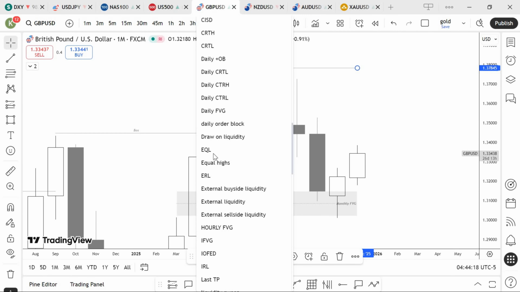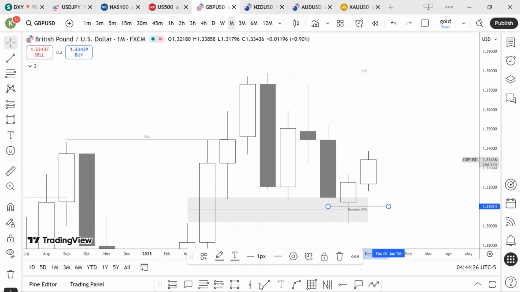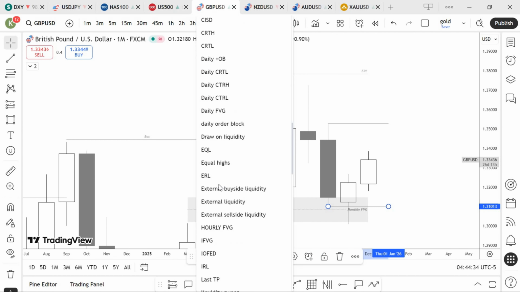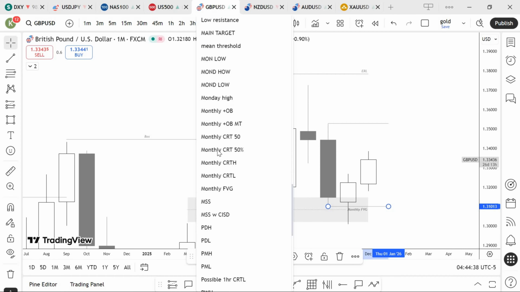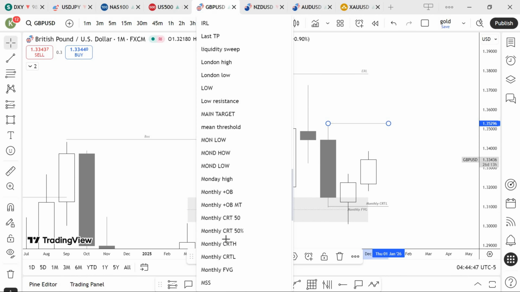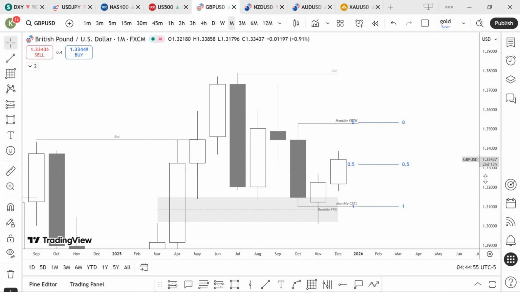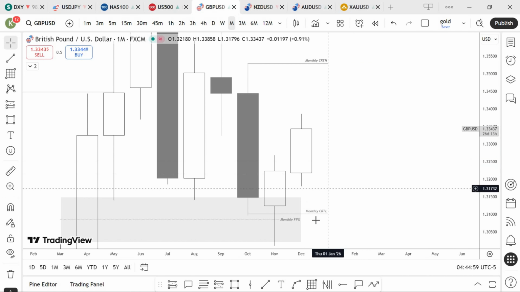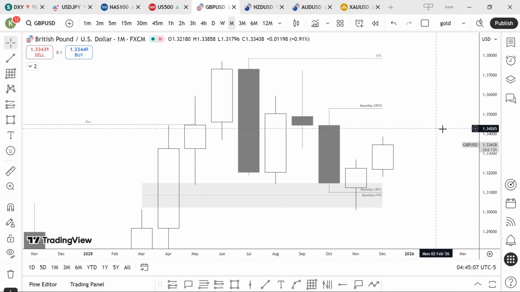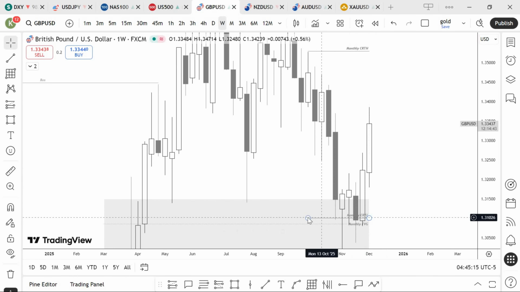So we're now gonna plot the external range liquidity where we anticipate price going to after tapping the fair value gap. There's a monthly CRT there, and I told you guys we only trade CRT and ICT. So ICT is the fair value gap, the external range liquidity, together with the candle range theory. We're gonna plot the high and the low of the candle range and the middle line in the monthly time frame. Now we anticipate price going to the monthly CRT high.